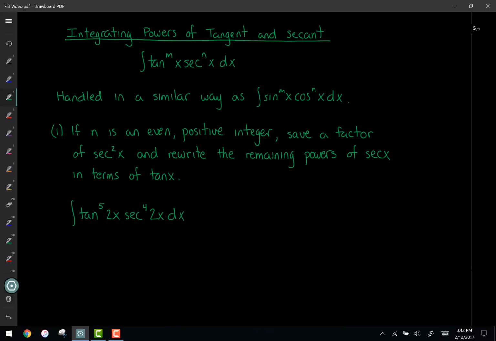Let's turn our attention to if we have powers of tangent and secant. So in general, we're going to do basically the same procedure as what we just did for powers of products of sine and cosine. So if we have an even positive power on n, which is secant, you want to save two of those. So we want to peel off a secant squared, put it to the side, and we want to rewrite the remaining powers of secant in terms of tangent, and then we're going to u sub for tangent, because the derivative of tangent is secant squared.